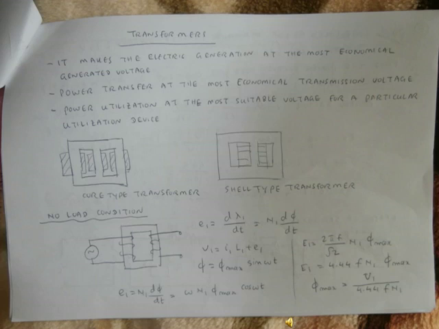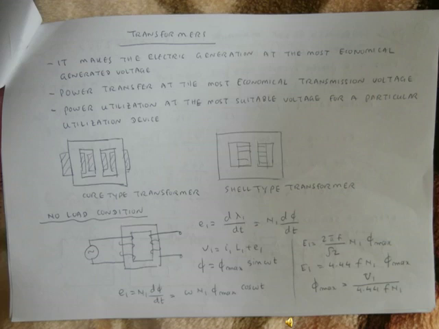In this case, E1 is equal to the open circuit voltage, d lambda 1 by dt is the rate of change of the flux linkage, and N1 is the number of turns, d phi by dt the rate of change of the magnetic flux. So V1 equal to I1 L1 plus E1. In this case, I1 equal to the current, L1 is the inductance, E1 is the open circuit voltage, phi equal to phi maxima sine omega t.